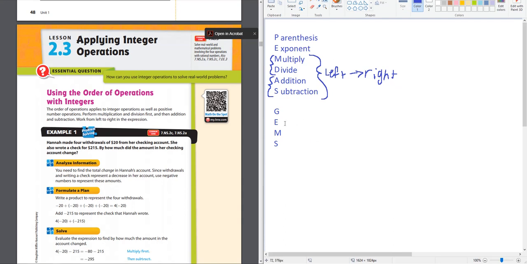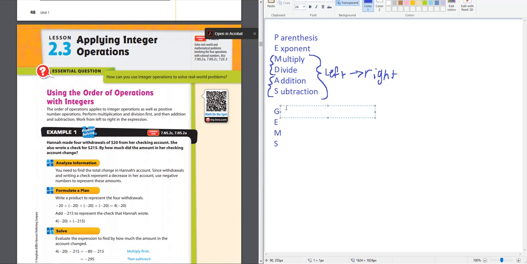So now I'm going to show you what GEMS means. I like GEMS because it already kind of shows you that they're on the same level. So for example, G stands for grouping symbol. A grouping symbol can be parenthesis, braces, brackets, even a division bar. Division bar also counts as a grouping symbol. And you'll see that later on this year. It groups things together. So that's all it stands for. Parenthesis only means this little thing here, but actually it should be all of these also.